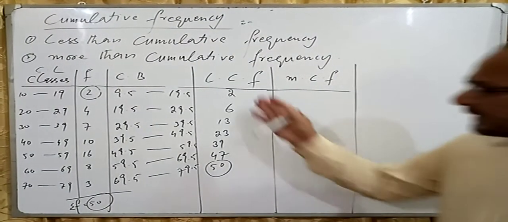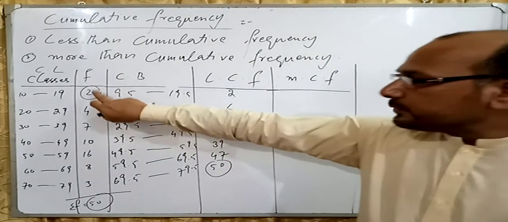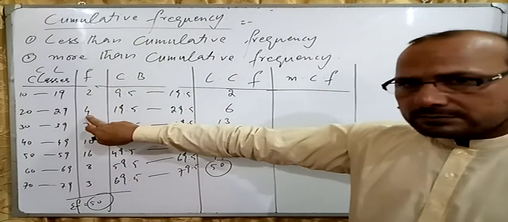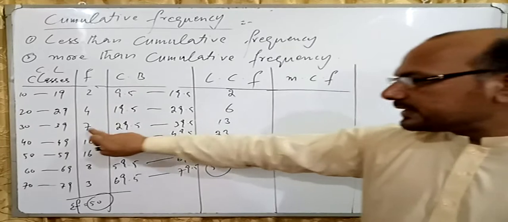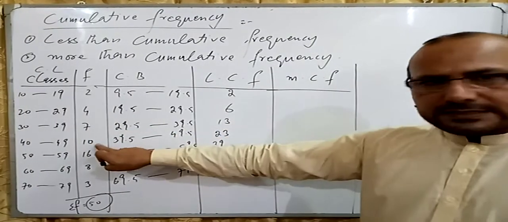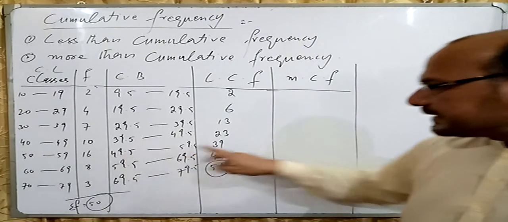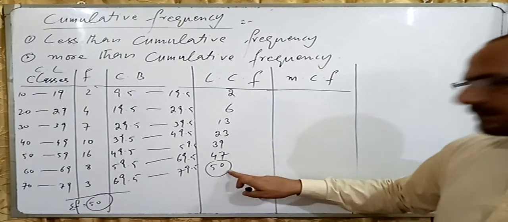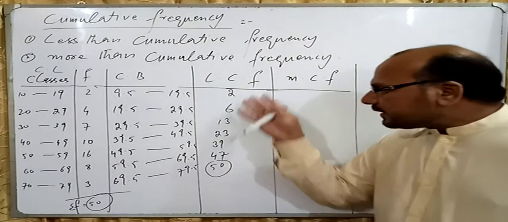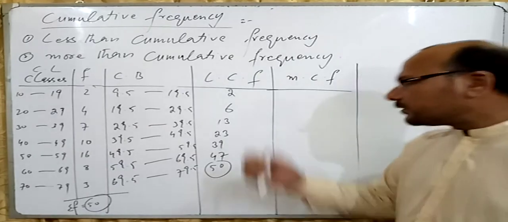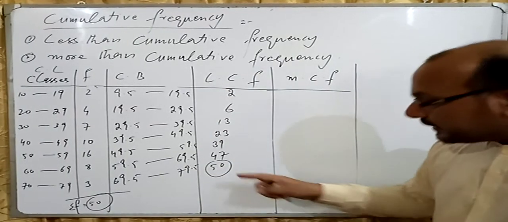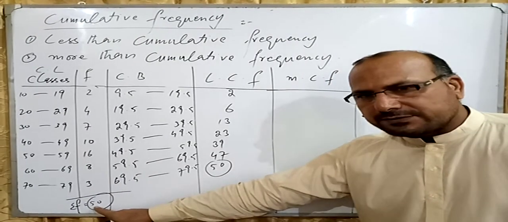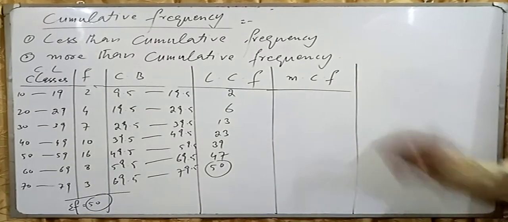Let me revise it again. You will start from the first frequency, that is 2. 2 plus 4, 6. 6 plus 7, 13. 13 plus 10, 23. 23 plus 16, 39. 39 plus 8, 47. 47 plus 3, 50. In this way, you can make the less than cumulative frequency column. The last component of the less than cumulative frequency should be equal to the summation of the frequency.